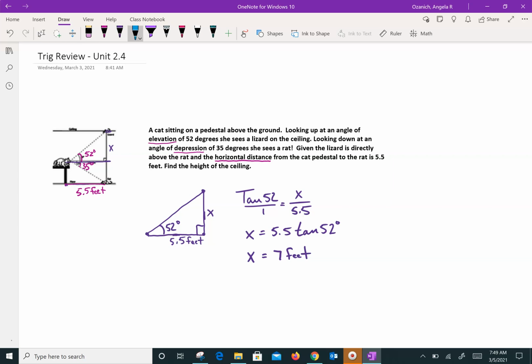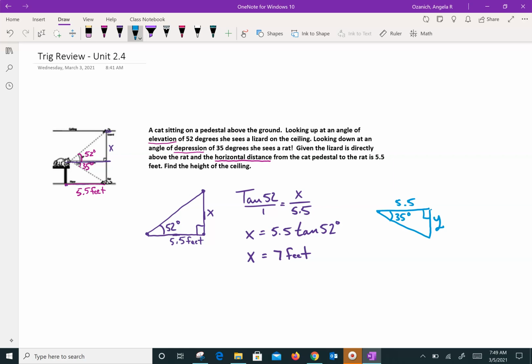Here's my step 2. I have this other triangle, right, that looks like this. From the cat over, it's 5.5. And then I have this distance down to the rat, and that's what I'm trying to find here. Let's call it y, and I know my angle of depression is 35 degrees.